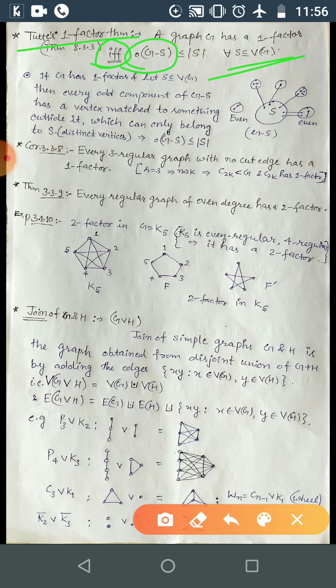S is a set of any vertices. So the number of odd components of G minus S is less than or equal to the cardinality of S. If this condition holds in G, then it has a one factor, and if it has a one factor, then for all S you will have this condition, that is, the number of odd components of G minus S will be less than or equal to the cardinality of S.